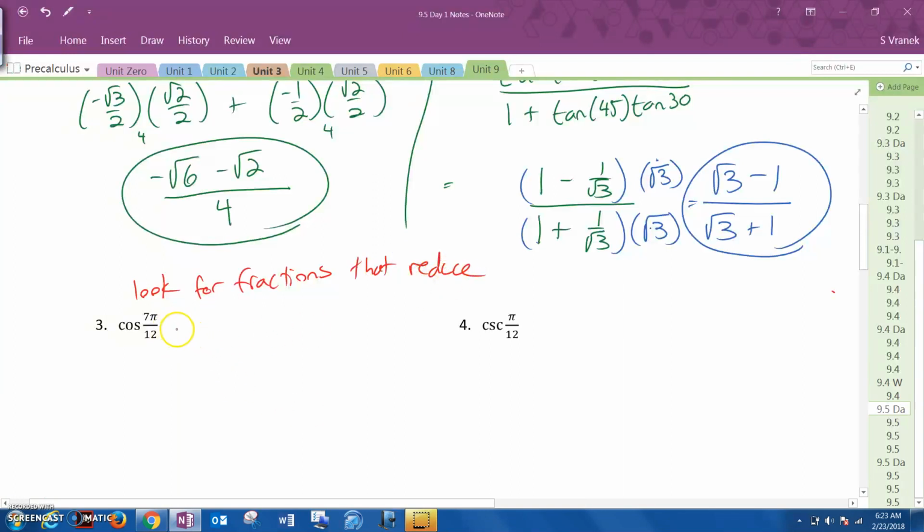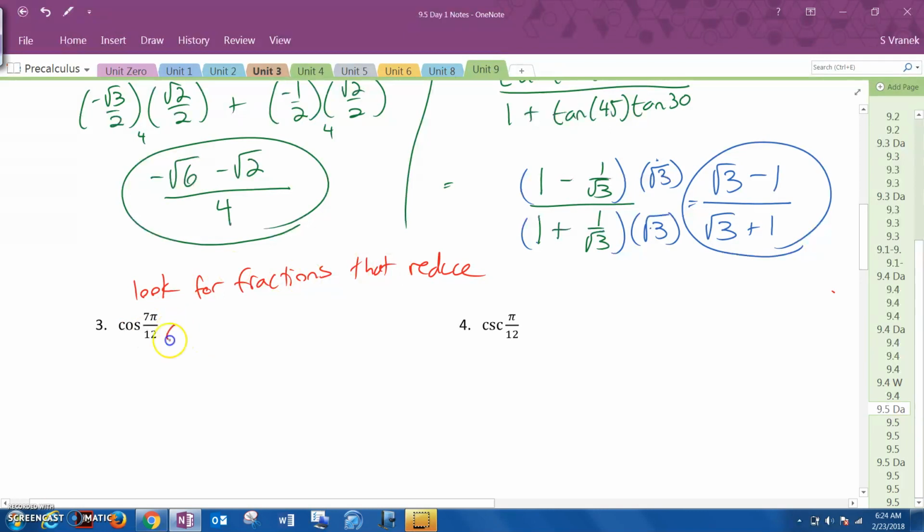Okay, so I have 7 pi over 12. To get 7, you can use 1 and 6, 2 and 5. But here's the question: 1 does not reduce with 12, and 5 does not reduce with 12. So what's another option? Well, 3 and 4. 3/12 and 4/12 both reduce down to unit circle angles.